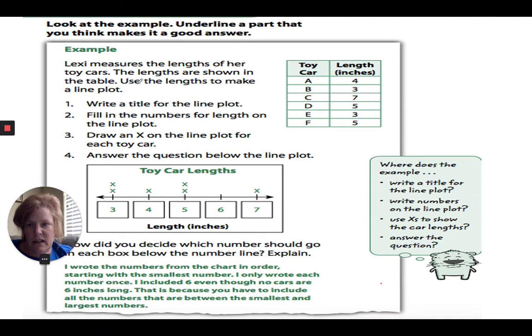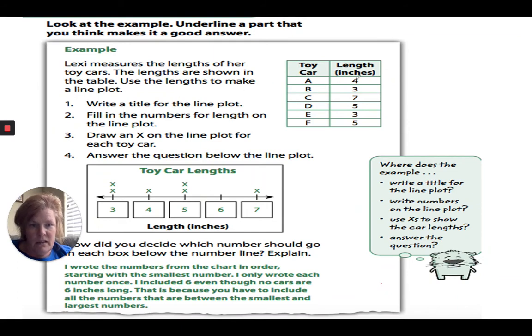Here's the next slide. Look at the example. Underline a part that you think makes it a good answer. Lexi measures the lengths of her toy car. The lengths are shown in the table. Use the lengths to make a line plot. So here you go again, and they did this one for you. All of this is done for us.